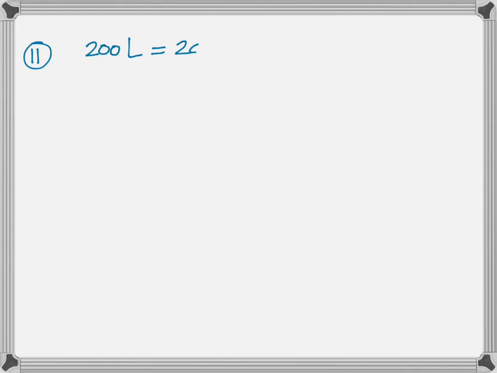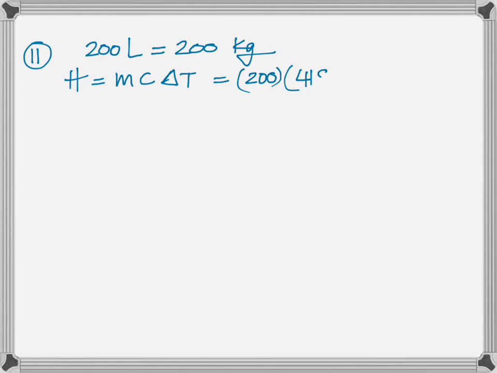200 liters is 200 kilograms. Anybody remembers that? Yeah, it's only for water, please. 1 liter is 1 kilogram. H is mc delta T. 200 kilograms times, aha, that's the problem.